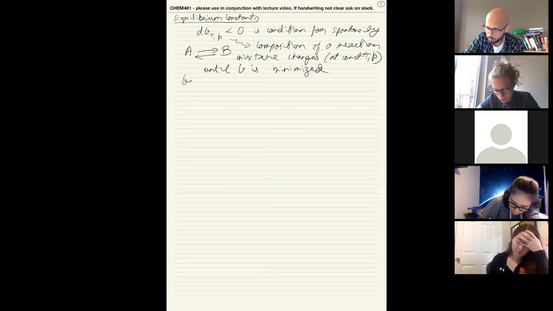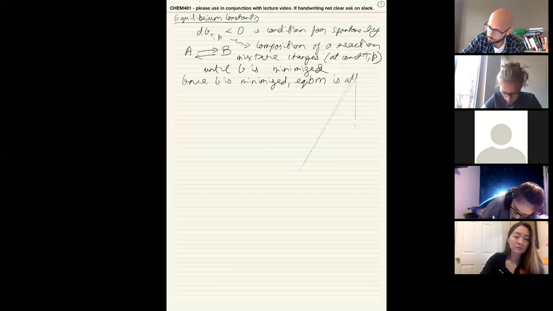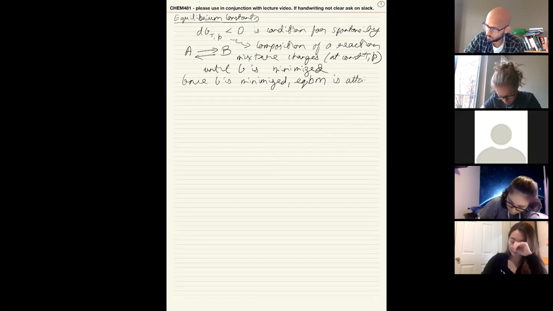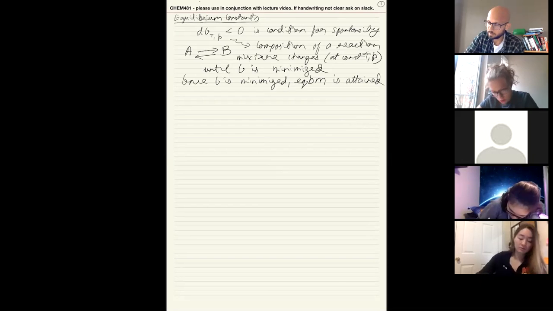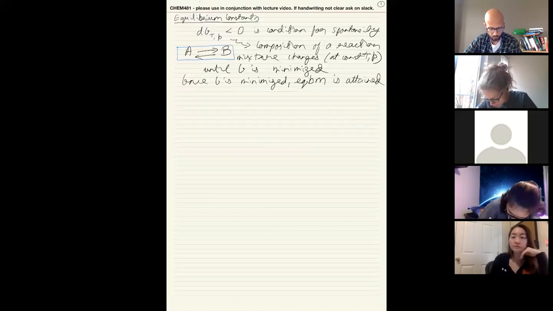Once G is minimized, equilibrium is attained. So let's try to quantify this physical concept in the context of some reaction A interconverting to B. How do we do that?